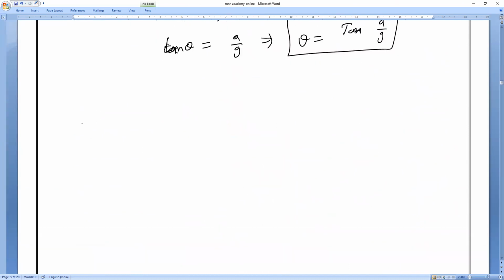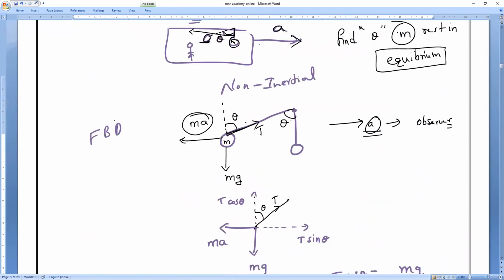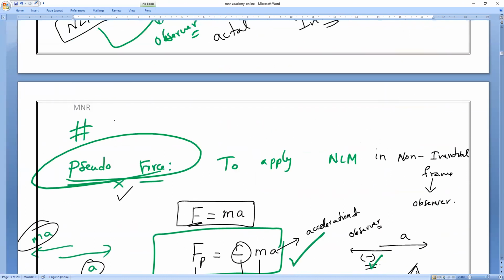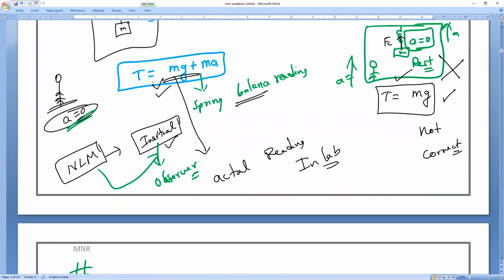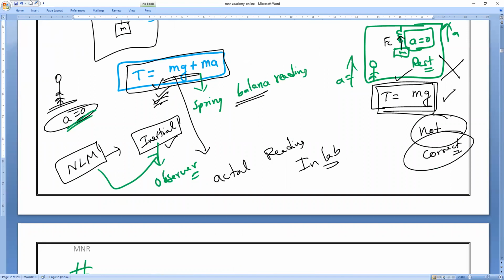So if it is a pseudo force, if the observer is inside, understanding? For example, as I taught you today, if you check the spring balance, T is equal to mg plus ma. This is the spring balance reading. But if you are not considering the pseudo force, then the spring balance reading is mg. Is it correct or incorrect? Everybody, it is incorrect. Understanding? That is the reason, wherever the observer is, you have to find the correct reading, the correct tension in the string. That is why the concept called pseudo force is introduced.